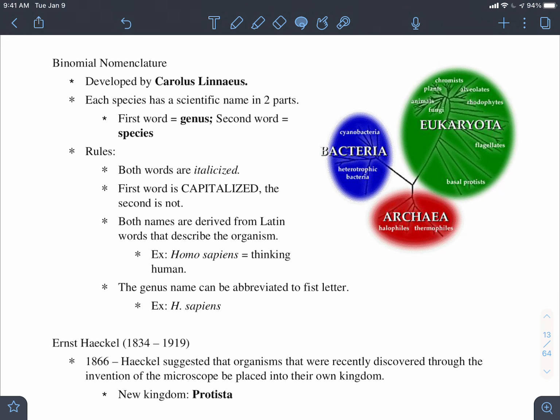So he developed this binomial nomenclature where each name for a species was given in two parts. The first word was the genus, and the second word was the species. Both words would be italicized, and then the first word is capitalized, but the second is not. Both names are intended to be derived from Latin words that best describe the organism.